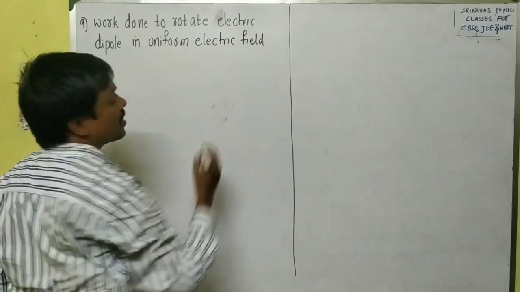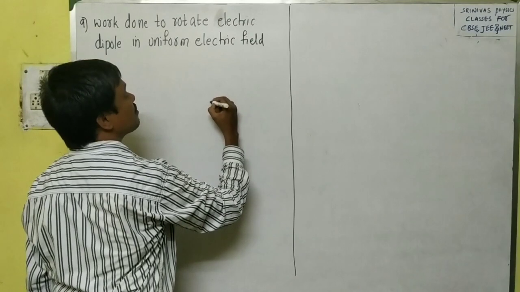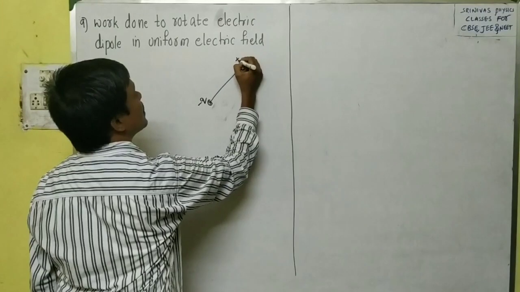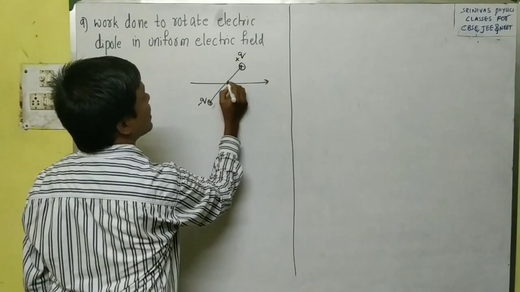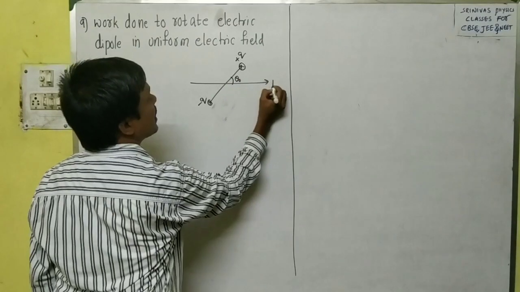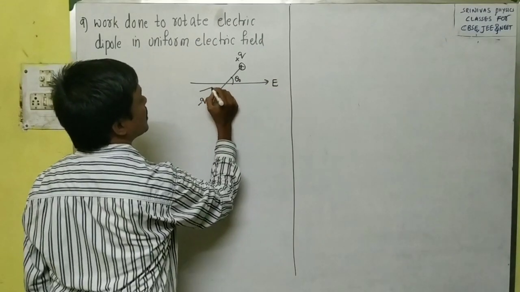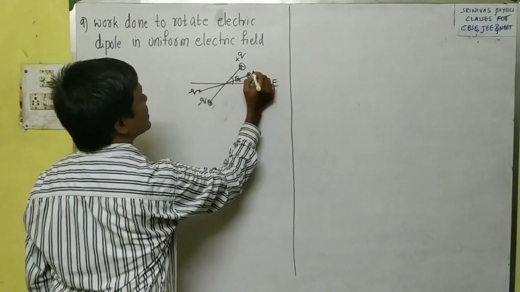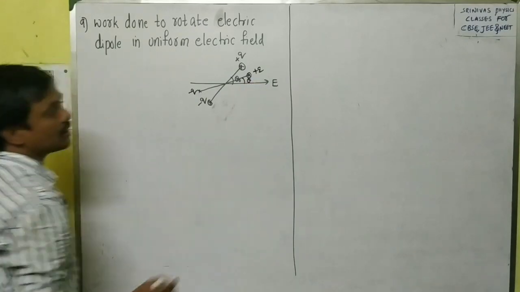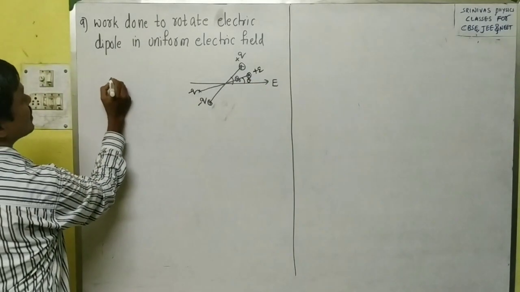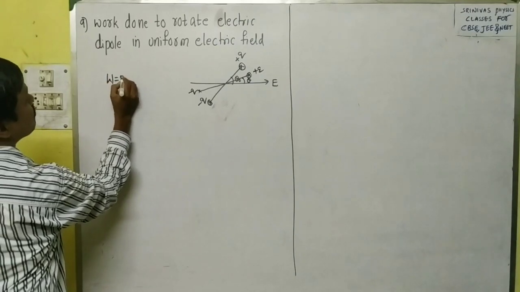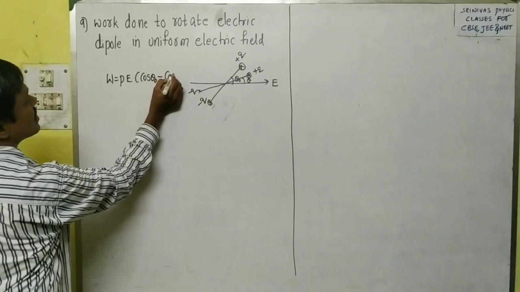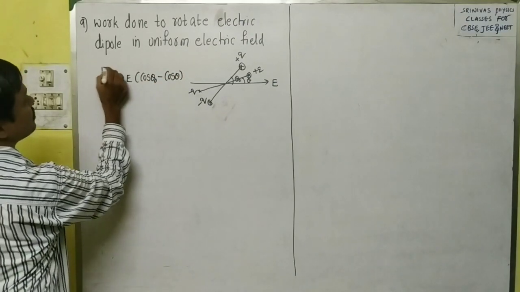What is the formula for the work done to rotate an electric dipole? For example, this is an electric dipole, minus Q and plus Q. Initially it is making angle theta naught with the electric field. Now, due to the torque, it will rotate. After rotating, the new angle is theta. Then the work done to rotate a dipole from theta naught to theta is PE into (cos theta naught minus cos theta). This is the formula.